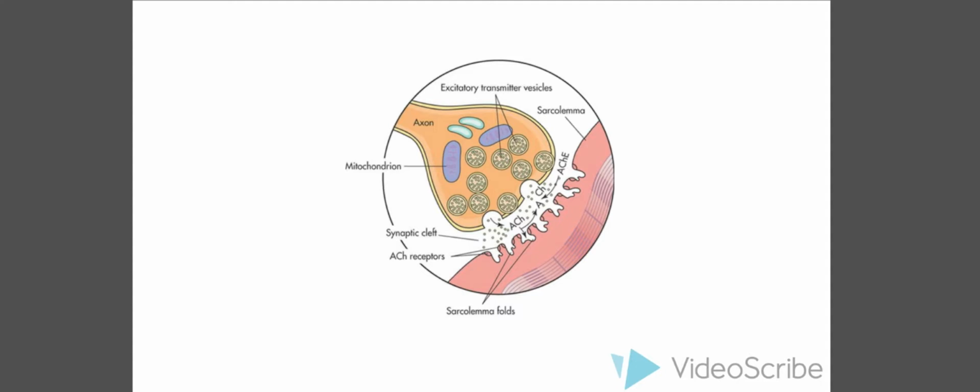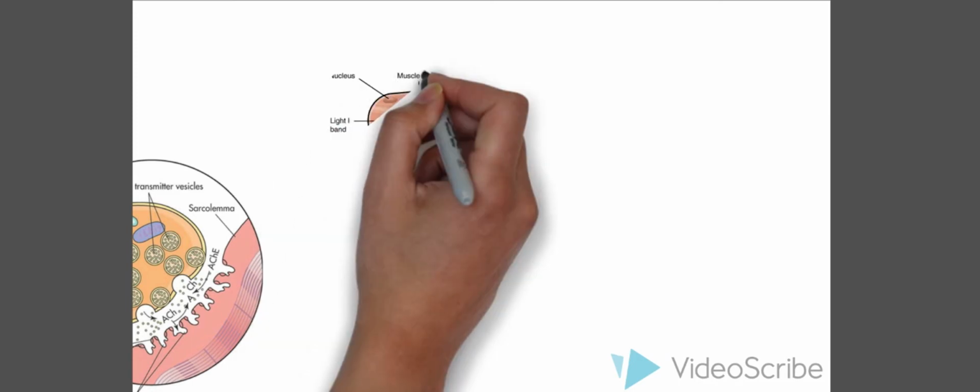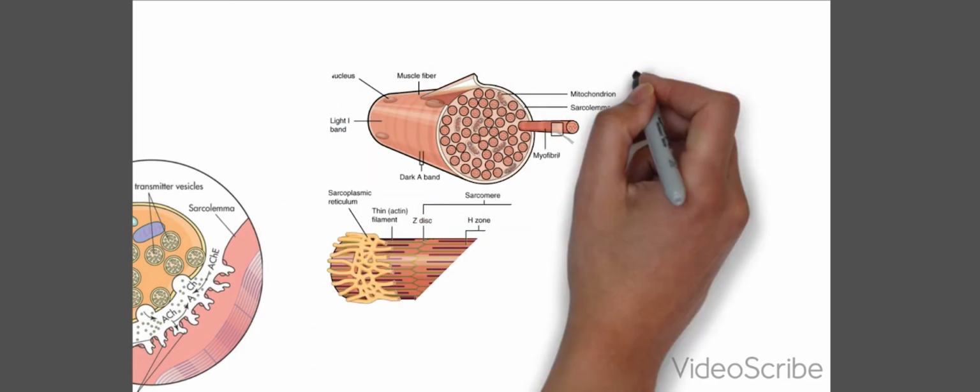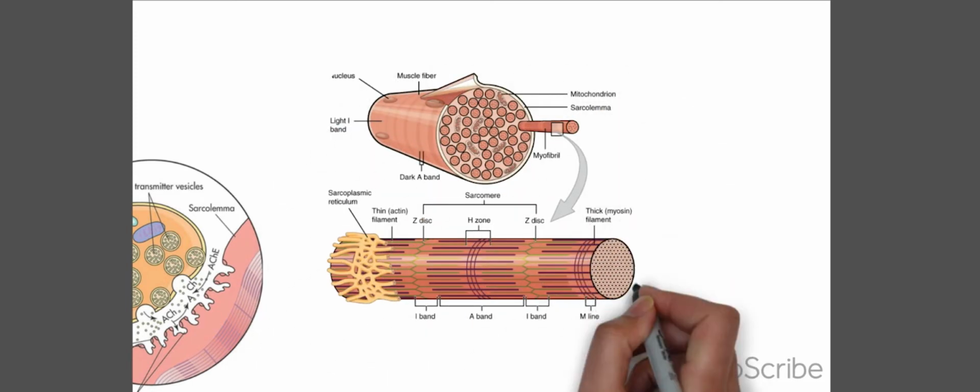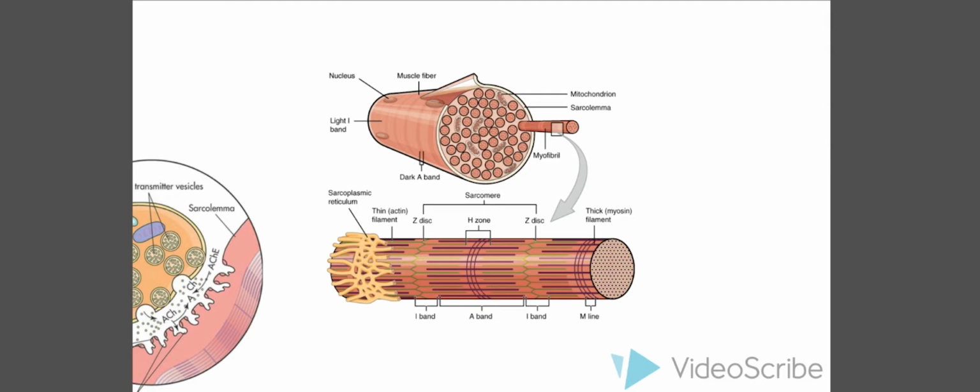At the neuromuscular junction, acetylcholine is recycled by acetylcholinesterase into acetic acid and choline, which diffuse back into the axon terminal. A sarcomere is one contractile unit of a myofibril.